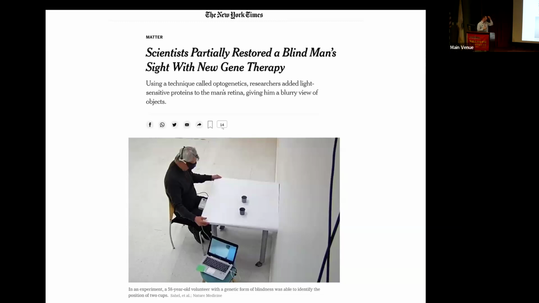But by delivering the molecule to the spared cells of the eye, he was able to have partial restoration of functional vision. He could see household objects like cups. He could see doors on a hallway. Not perfect vision. He struggled to read text. He struggled to recognize faces. But the people in the field have ideas of how to improve the fidelity of the vision.